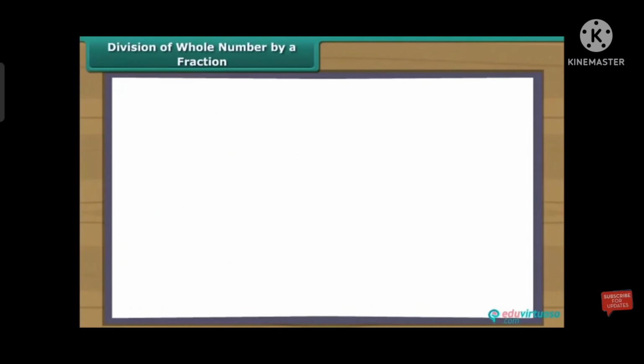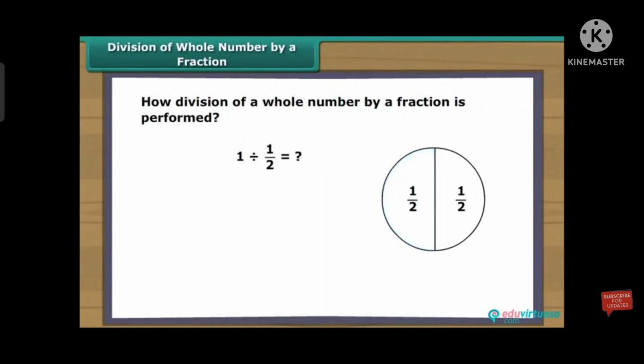Division of a whole number by a fraction. How is division of a whole number by a fraction performed? Come, let us find out. Let us take the example of 1 divided by half. We divide a whole into a number of equal parts such that each part is half of the whole. Thus we will get 2 half parts. So we can say that 1 divided by half is 2, but 1 multiplied by 2 is also 2. Thus 1 divided by half is equal to 1 multiplied by 2 upon 1. 2 upon 1 is the reciprocal of 1 upon 2.